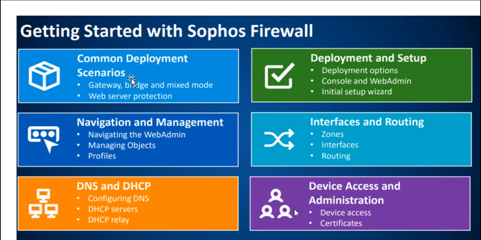So we'll see static and dynamic routing on the firewall. We will configure Sophos XG as a DNS and DHCP server. We will see how we can configure DNS, and how we can configure the DHCP server and DHCP relay. We will see how we can manage and administer the Sophos XG Firewall with the help of device access and certificates. That will be covered in the second module.